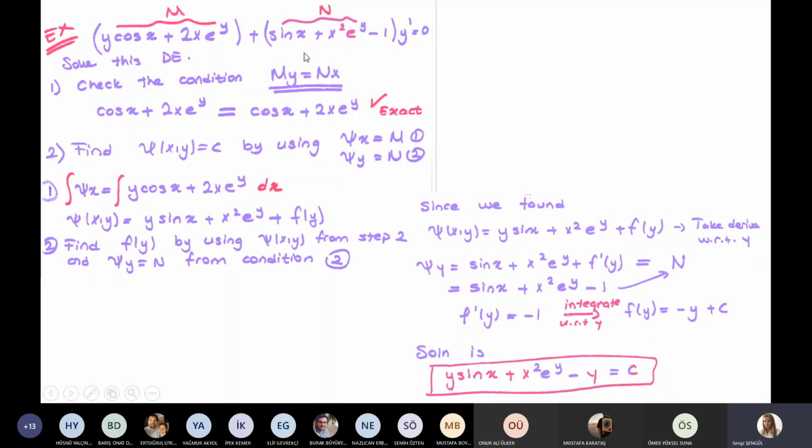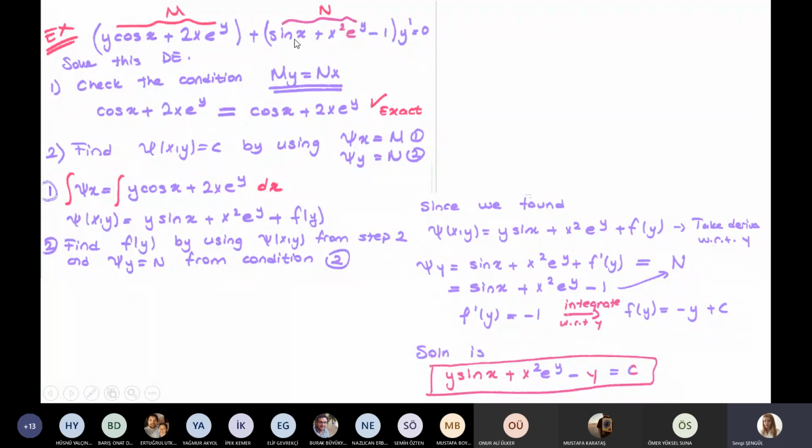So as a first step, I need to check if it is exact by checking whether M_y equals N_x. Let's take the derivative of M with respect to y. You are going to assume x is just a constant, so this is going to be just a coefficient. That's why the derivative of y cosine x with respect to y will be cosine x. And in here, 2x is just a constant. The derivative of e to the y is e to the y. So 2x e to the y for the derivative of M with respect to y.